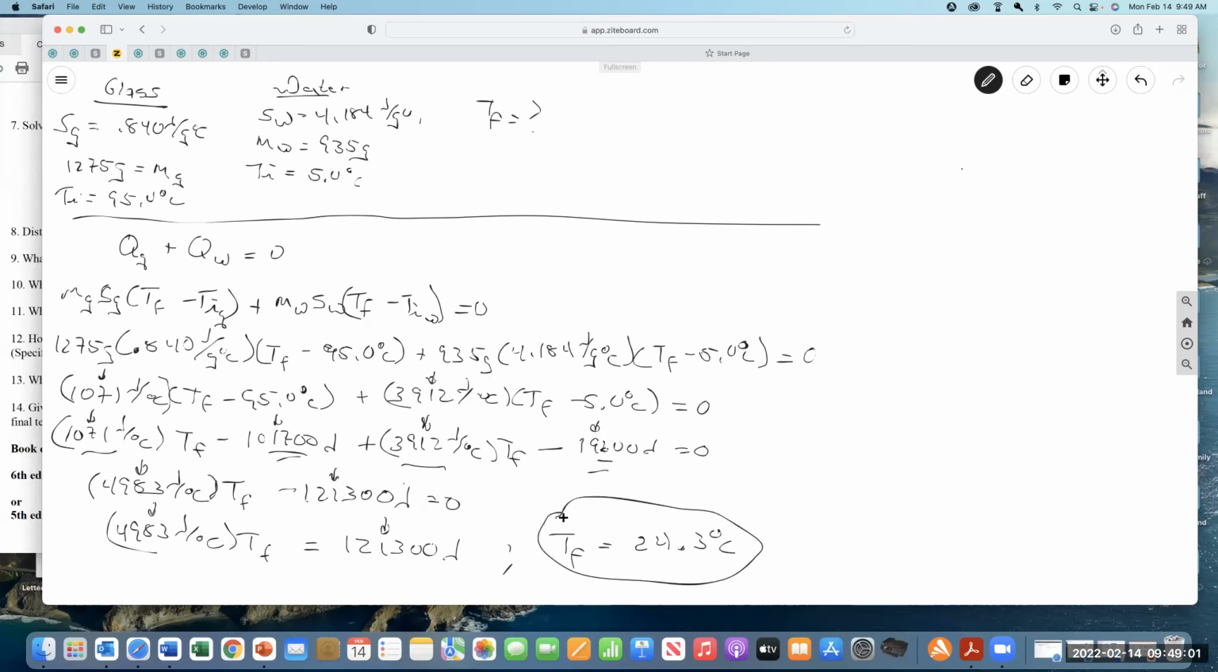All right. For that last step, you did the 121300 divided by the 4983. Is that right? Absolutely. Okay. So that's just like the last one I did. I do apologize for the handwriting, but that's just how that is.